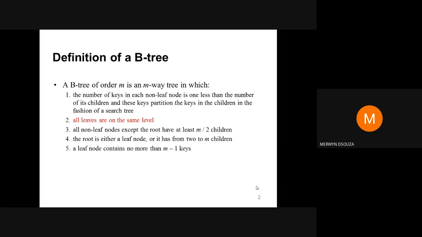Going over to this next slide, just note down some of these properties. All non-leaf nodes have at least m divided by 2 children, where m is the order. The root is either a leaf node or it has from 2 to m children, and a node contains no more than m minus 1 keys. These are the main properties that you need to know.